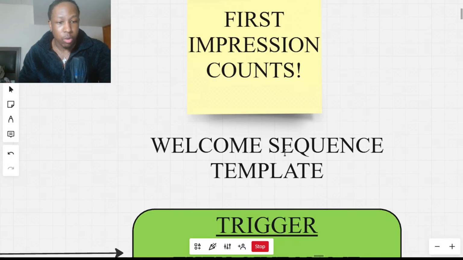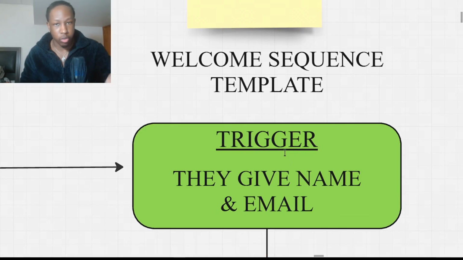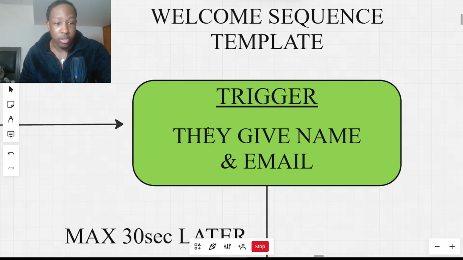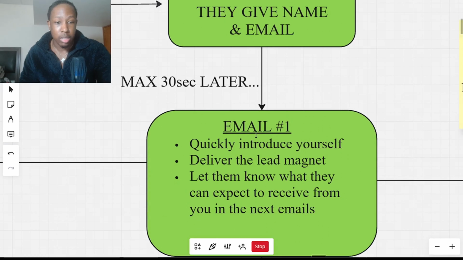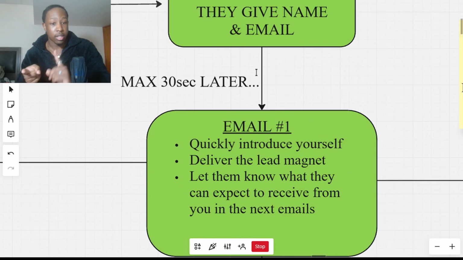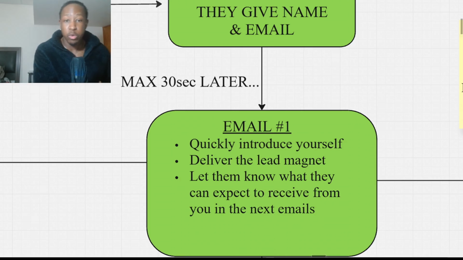So, welcome sequence template. Yes, it's a template. I made it for you. It's a gift. It's free. Use it, okay? Once they give you their name and email, no longer than 30 seconds later, you need to send them the first email that speaks about those 3 points. First, quickly introduce yourself. Then deliver the lead magnet that they asked for. And 3, let them know what they can expect to receive from you in the next emails.